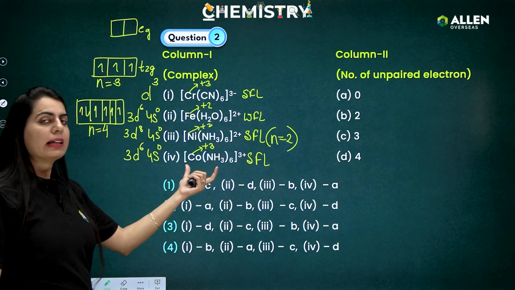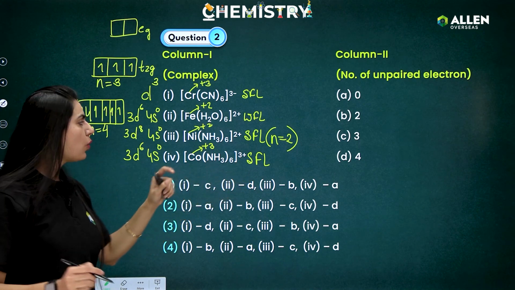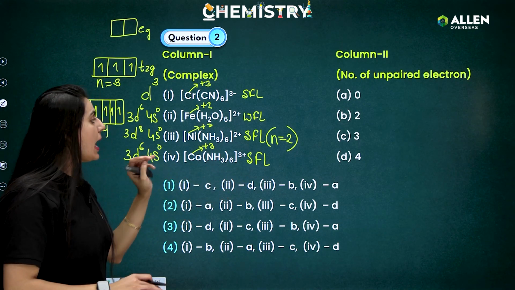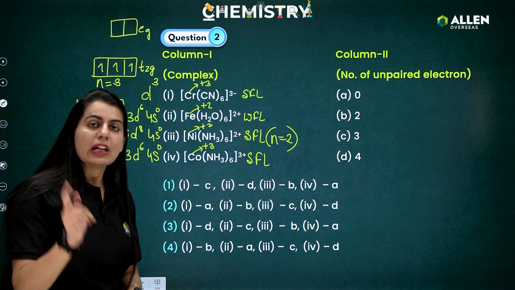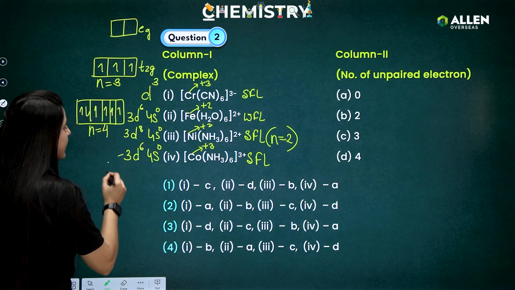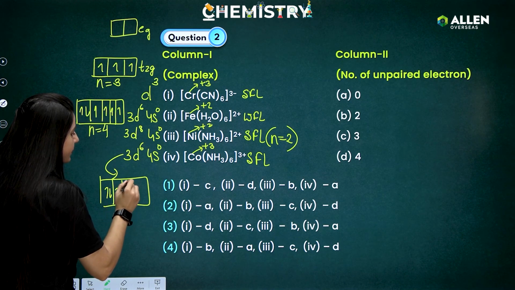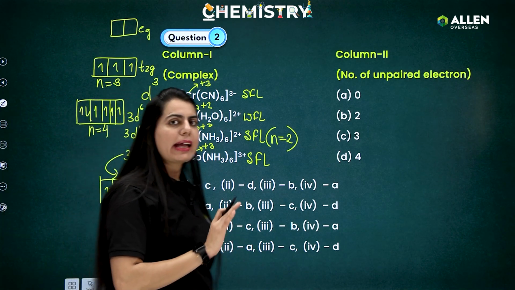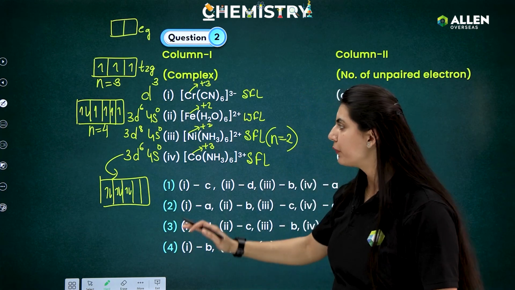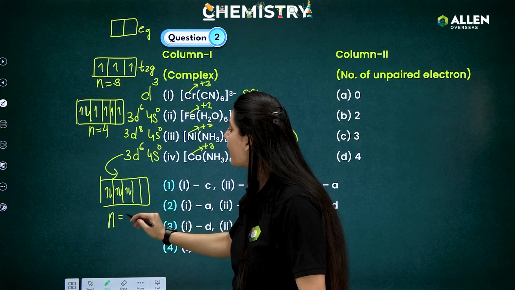Now, last part, cobalt +3. Cobalt +3 is 3d6 and ammonia is a strong field ligand. So, pairing will take place and this 3d6 will look like this. So here I can clearly see in the presence of strong field ligand, my number of unpaired electrons is 0.